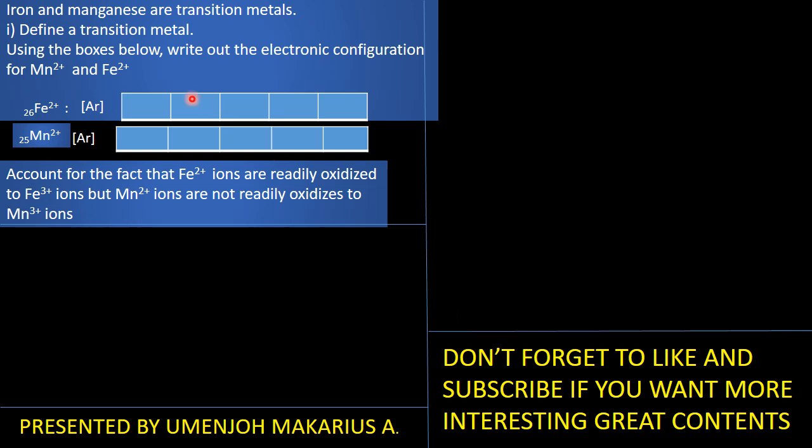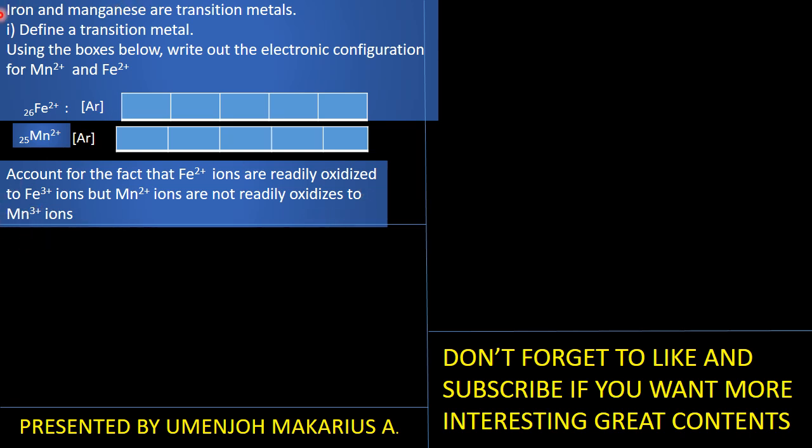Alright guys, the first question says that iron and manganese are transition metals. Roman 1, we should define a transition metal. Then, using the boxes below, write out the electronic configuration of manganese 2+ and iron 2+. These are the boxes we have. Then account for the fact that the iron 2+ ions are readily oxidized to iron 3+ ions, but manganese 2+ ions are not readily oxidized to manganese 3+ ions.